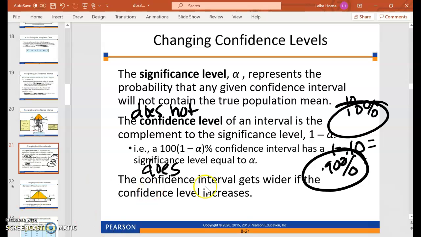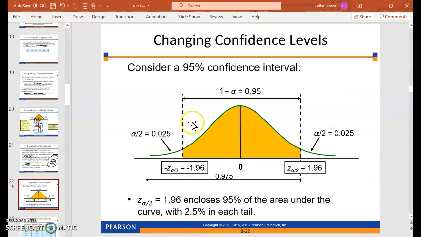All right, and if the confidence level increases, like it goes from 90% to 95%, the confidence interval is going to get wider. Okay, so look at a 95% confidence level. Here's our 95%. This is our confidence level. And then the significance level is 5%. Because we have 2 tails, so 5 divided by 2.